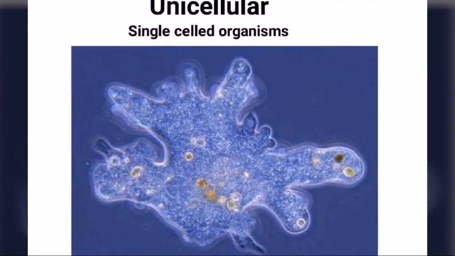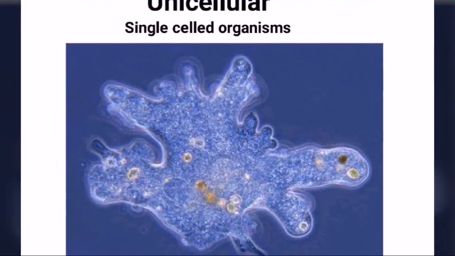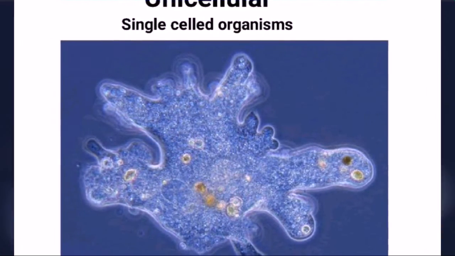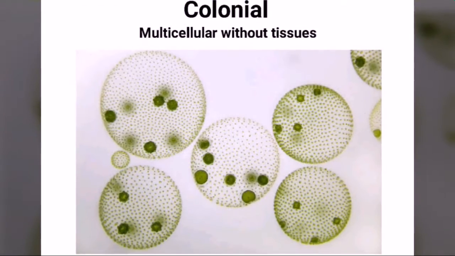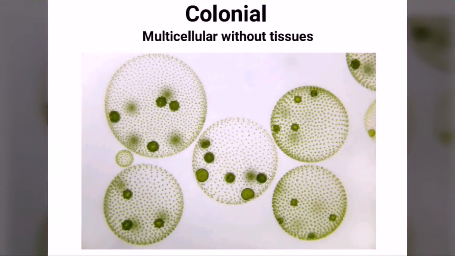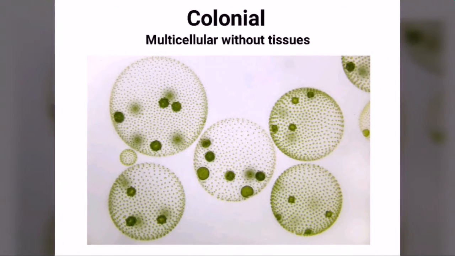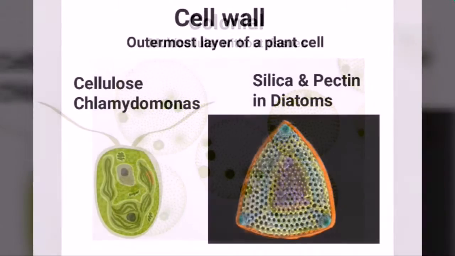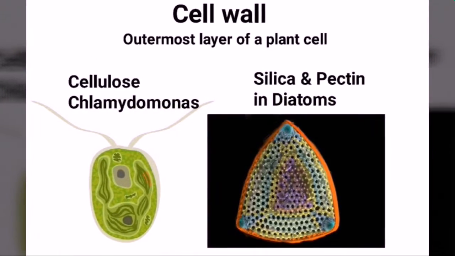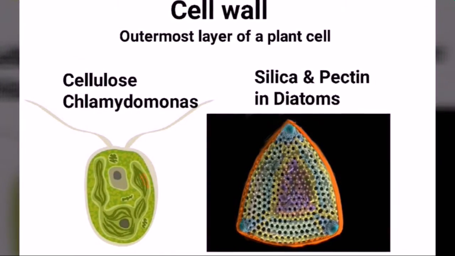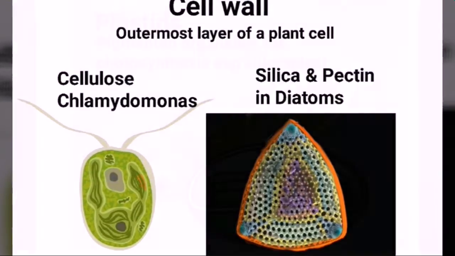They are unicellular, that means single-celled organisms. Some are colonial forms, that means multicellular without tissues. They have a cell wall with cellulose, silica or pectin in their walls.